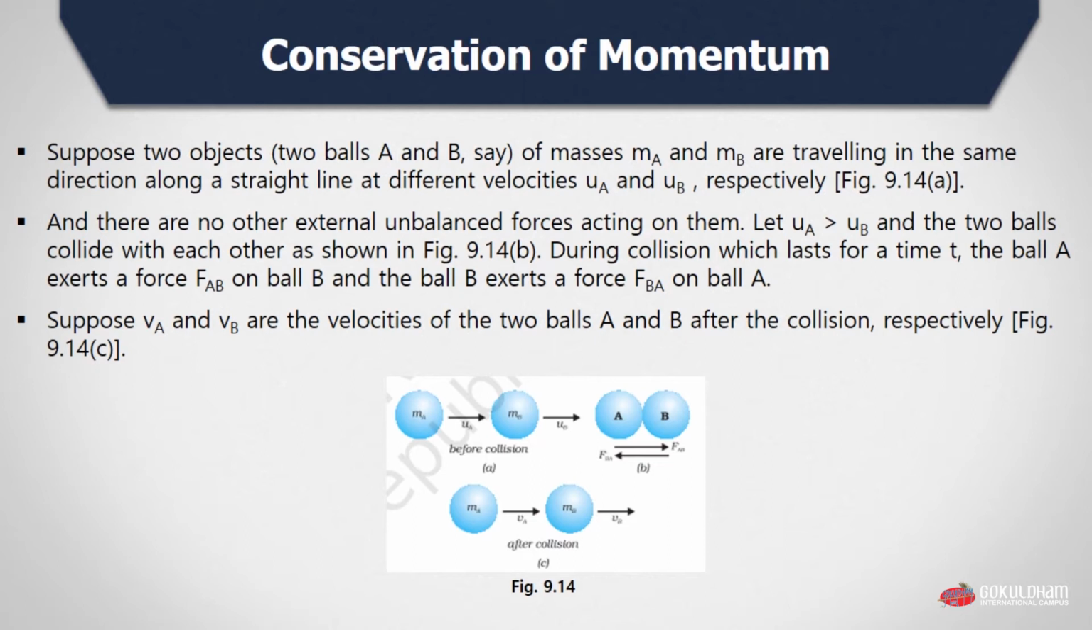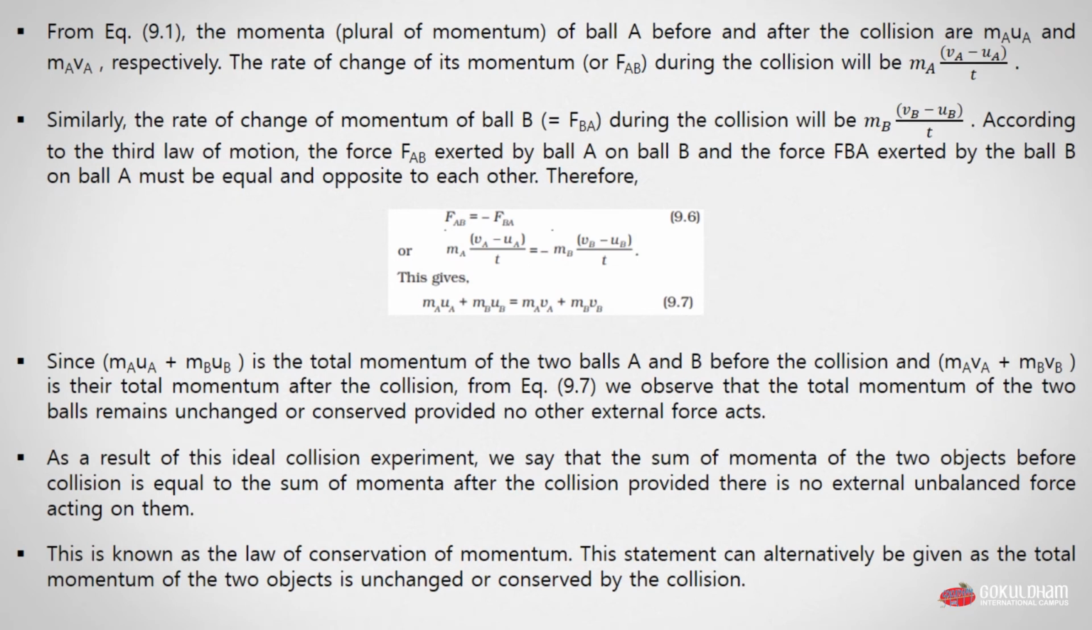Let UA be greater than UB, meaning the velocity of A is greater than the velocity of ball B, and the two balls collide with each other as shown in figure 9.14b. During the collision, which lasts for a time t, the ball A exerts a force FAB on ball B and the ball B exerts a force FBA on ball A. Suppose VA and VB are the velocities of the two balls A and B after the collision respectively, as shown in figure 9.14c.